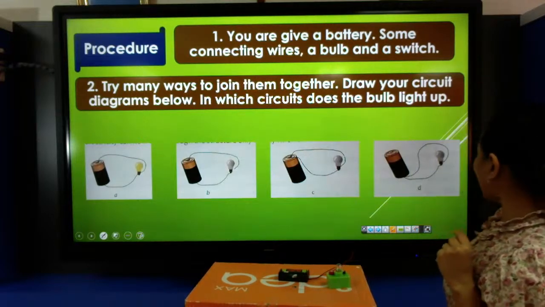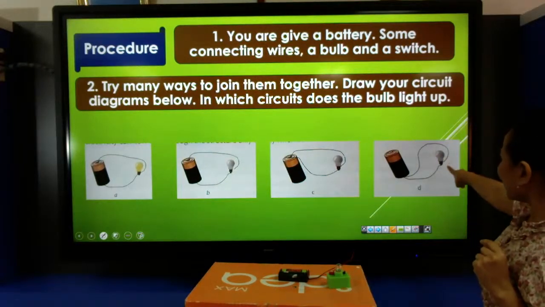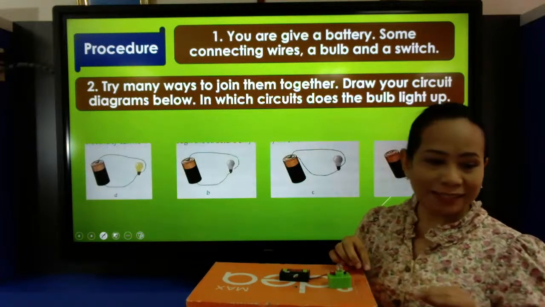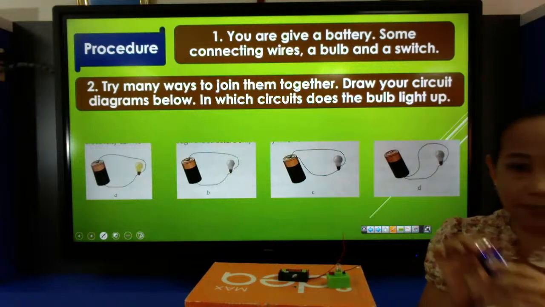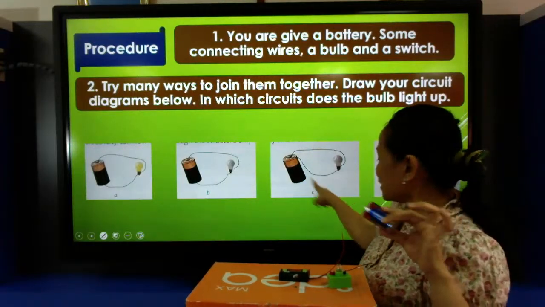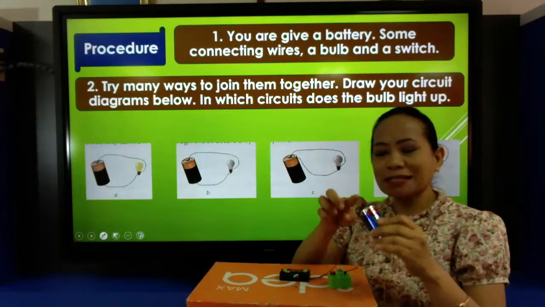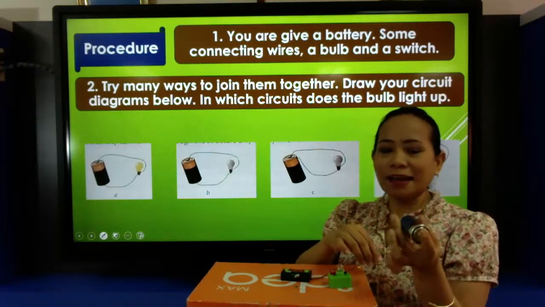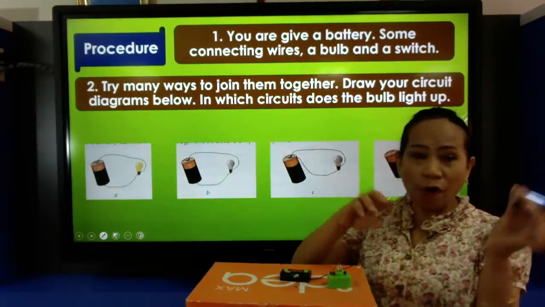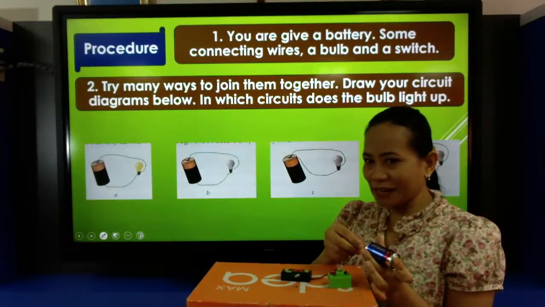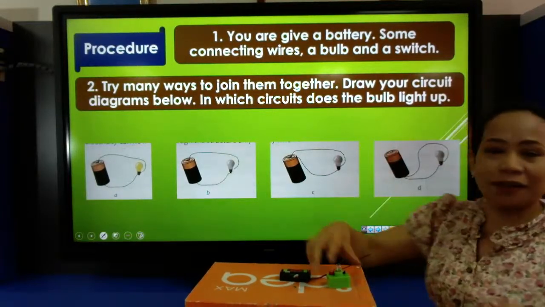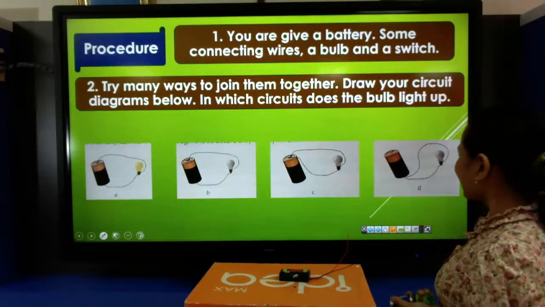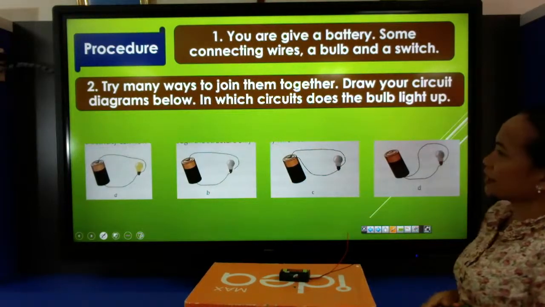And for letter D, they are at the same terminal also, but in negative. Like this. For letter C, they are in positive: both wires in positive. And in letter D, both wires in negative. But the effect is it doesn't light up the bulb. Okay, can we answer now?